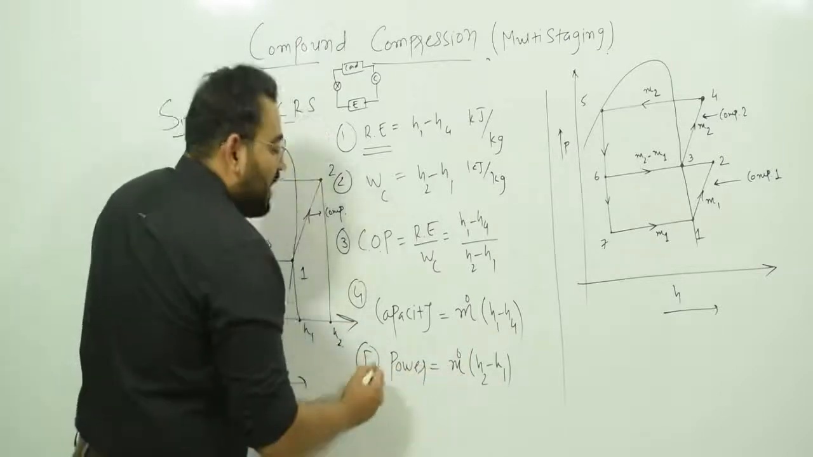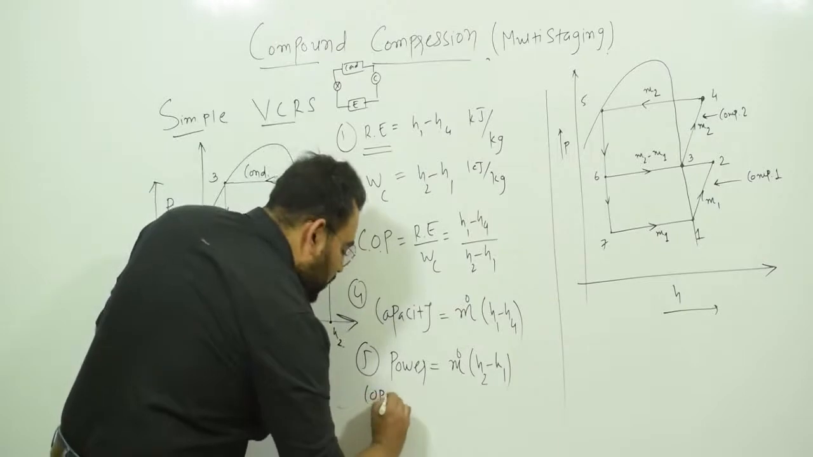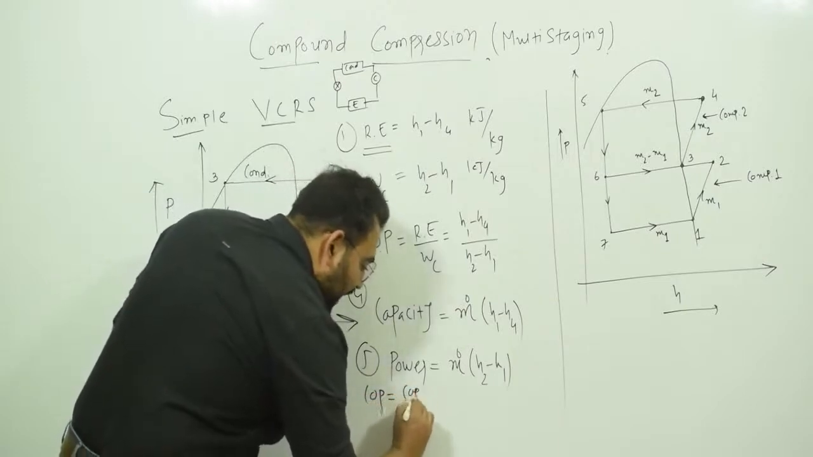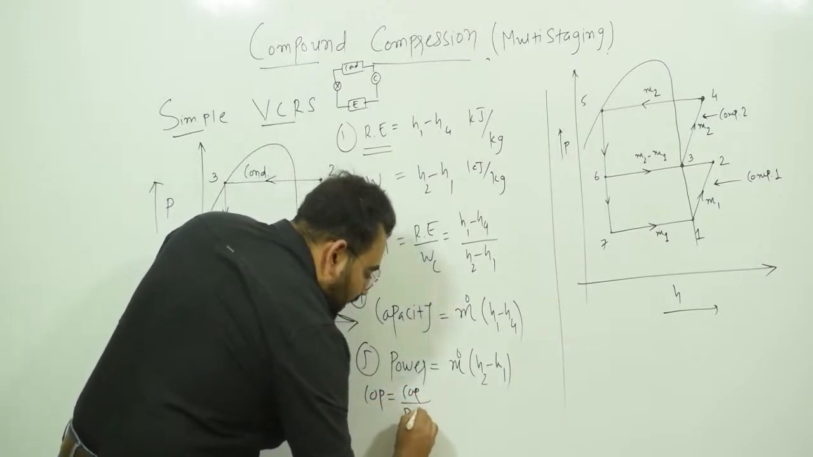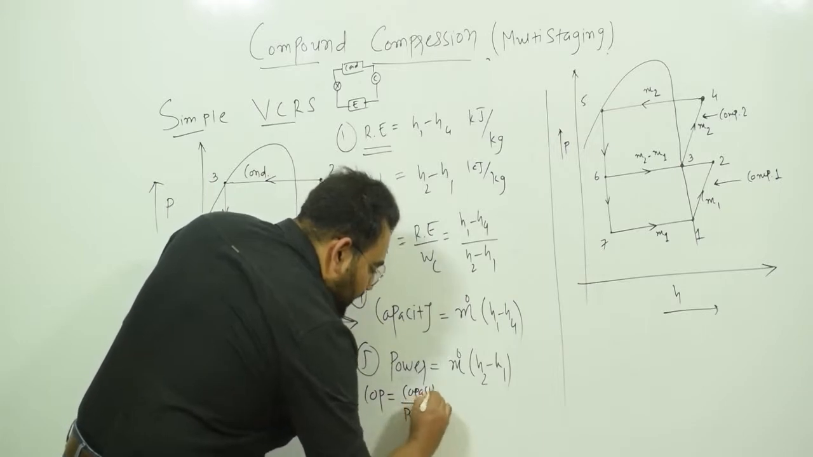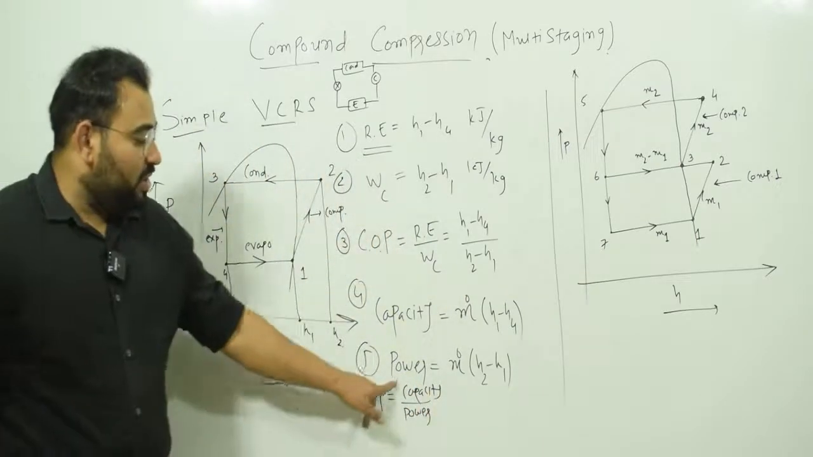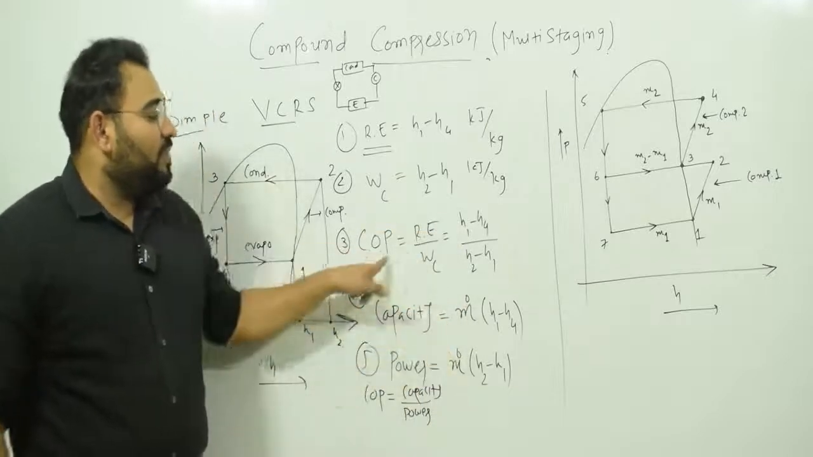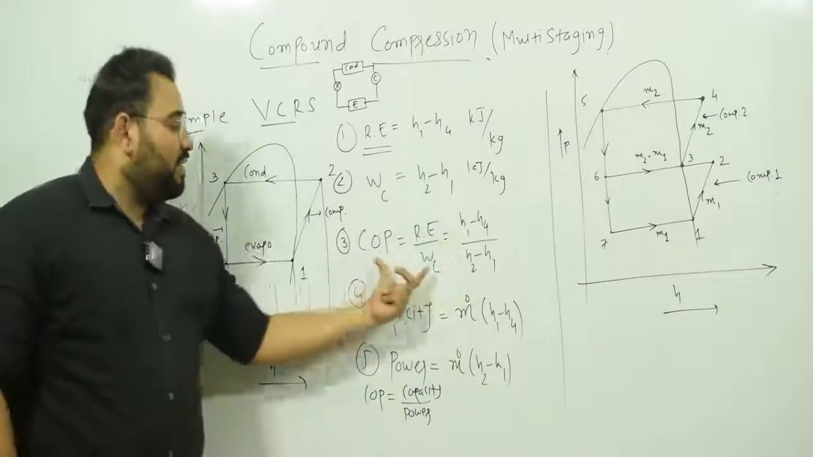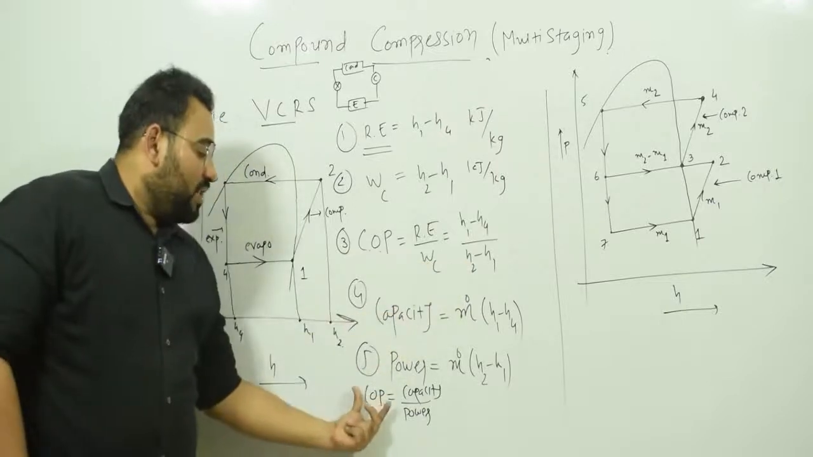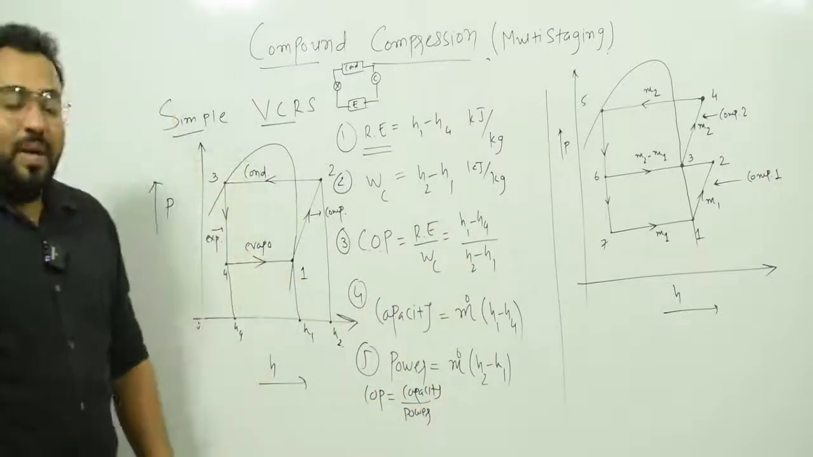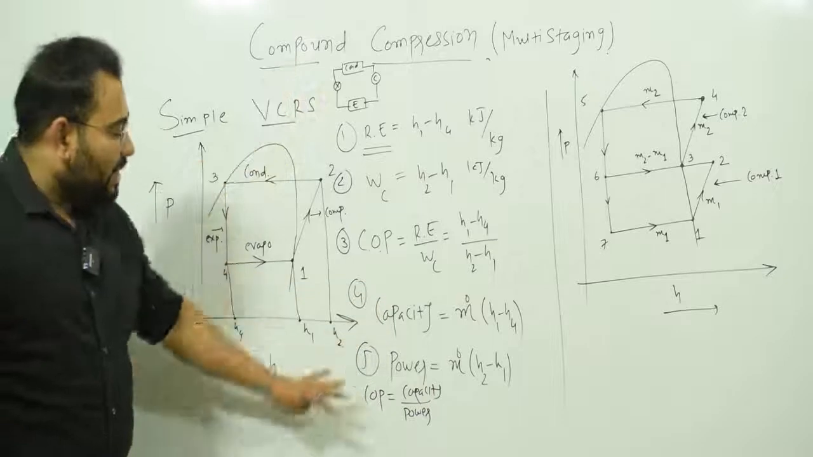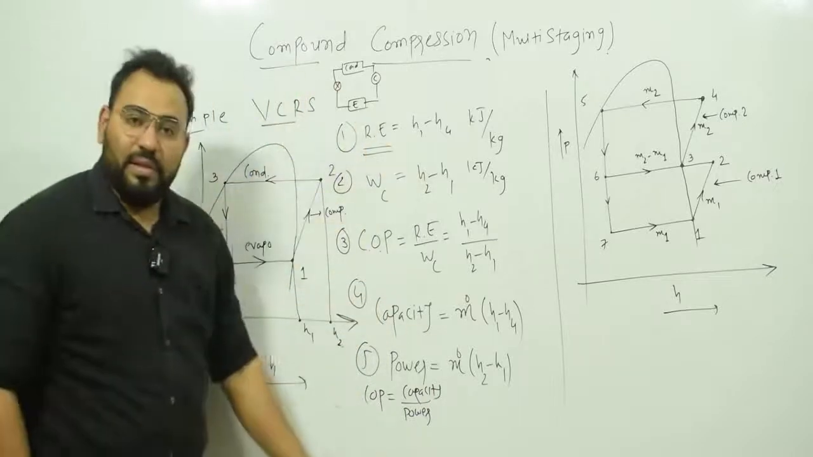So also you can write COP is equal to capacity upon power. So this is another equation. It will be the same, the mass flow rate cancels, so it will become the same equation like this. So either you can write the COP equation like this, or you can write COP is equal to capacity upon power. Okay. So these are the basic equations.